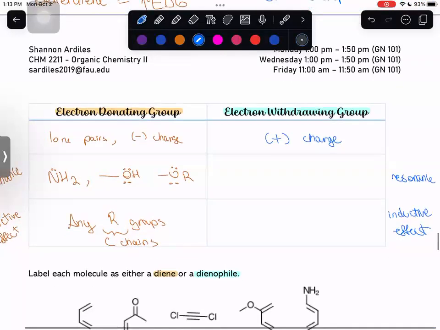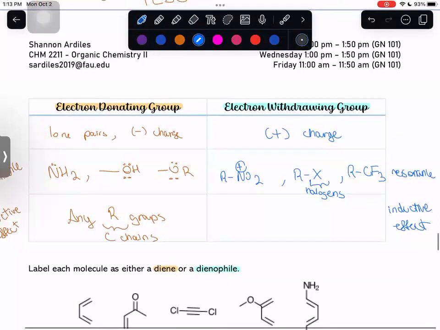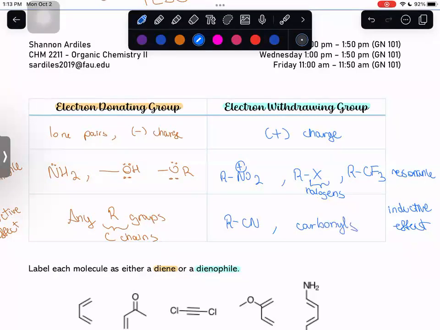Okay, let's do the examples in here. So NO2, very important. That's usually the most common one that you're gonna see. We have any halogens. Remember the X represents halogens. And then we have CF3. And then by inductive effects, we have a cyano group or any carbonyls. So that's gonna be your aldehydes, ketones, esters, carboxylic acids, those guys.